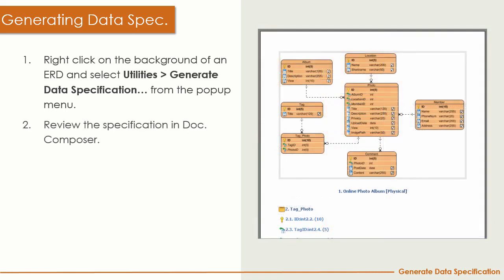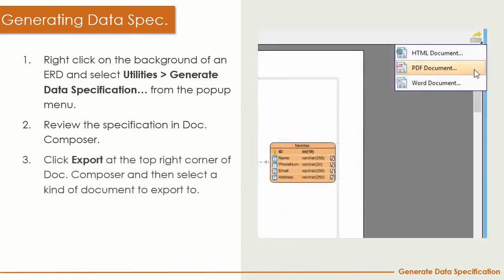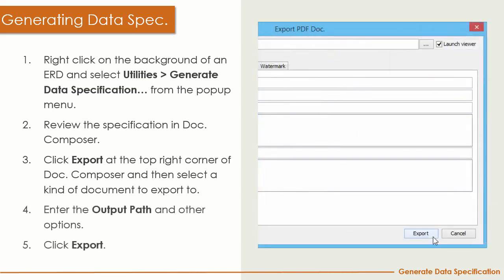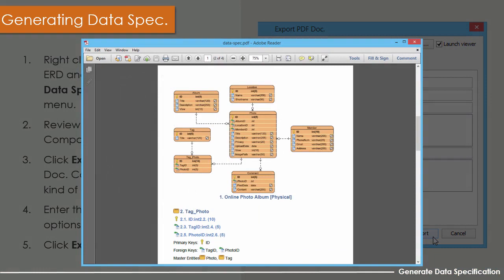And then you can preview the specification in the document composer within Visual Paradigm. If you think it is good, you can do some touch up, of course. And then you can export the document in different formats. You specify the path and export, and it will generate the document in the normal formats, including PDF, HTML, and Word.